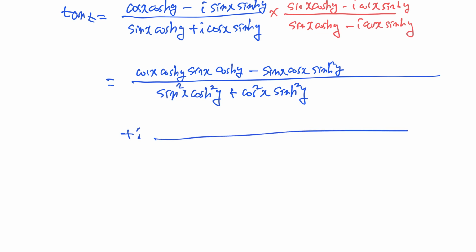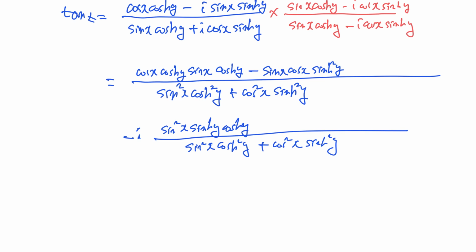Is it i times sine square x sine hyperbolic y cosine hyperbolic y plus cosine square x sine hyperbolic y cosine hyperbolic y? Maybe you can have a minus sign, which is convenient. So sine square x sine hyperbolic y cosine hyperbolic y plus cosine square x cosine hyperbolic y sine hyperbolic y.